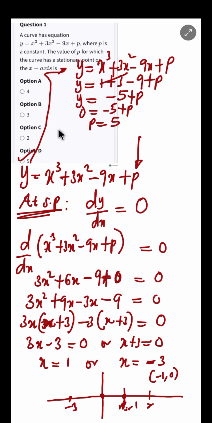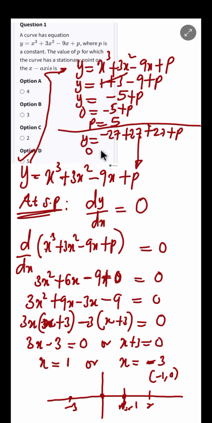Now, you don't have just one solution to this. What if you try the second one? You have two stationary points for x. When x equals to minus 3, minus 3 to the power of 3 is minus 27. 3 times minus 3 squared is also plus 27. Then minus 9 times minus 3 is plus 27, then plus p. Now at y equals to 0 on the x-axis, this cancels this, and you have 27 plus p. So p is equal to minus 27.